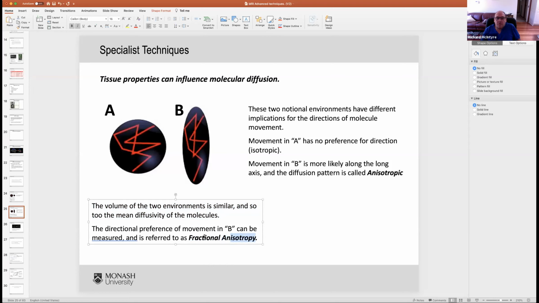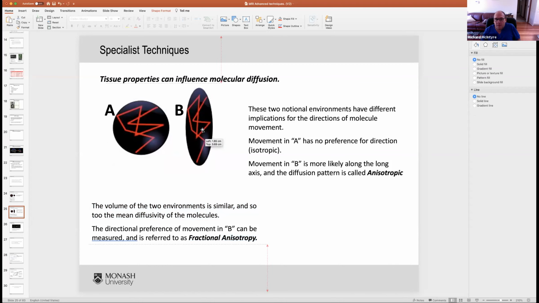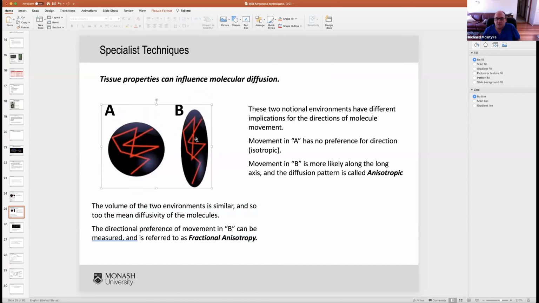All right. Fractional anisotropy is preferred movement in one direction. It's called FA for short, or fractional anisotropy. So it's not in any direction. It's not isotropic. It's anisotropic. These two notional environments have different implications for directions of molecule movement.